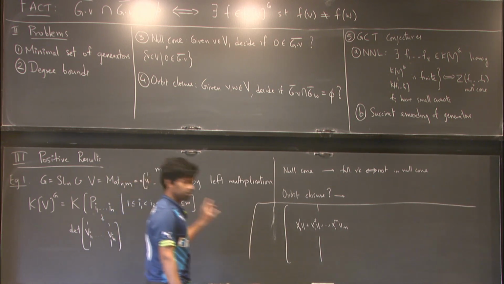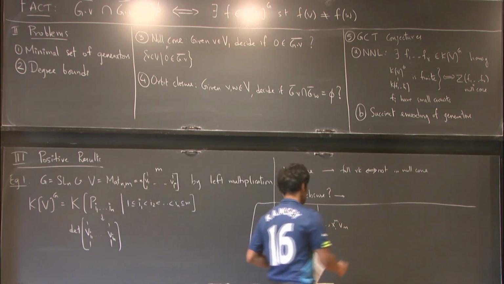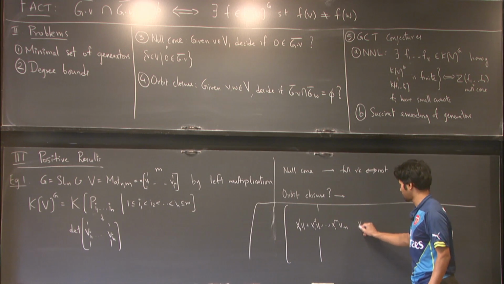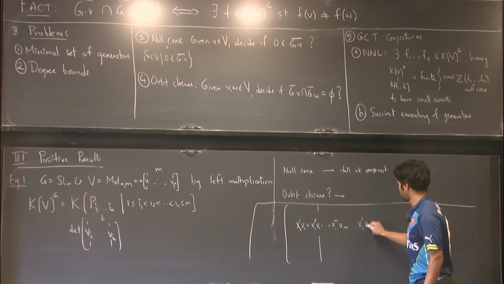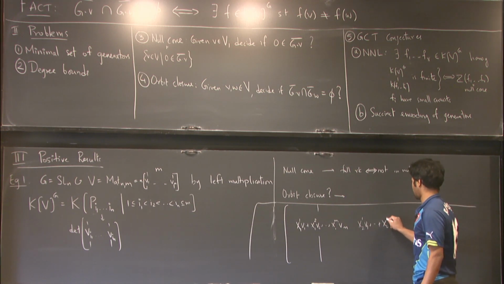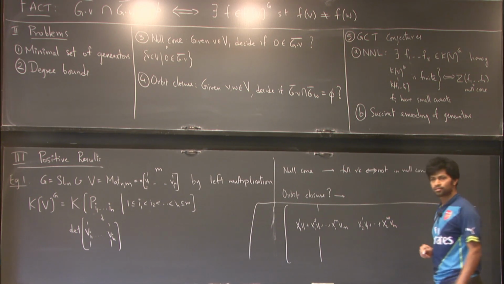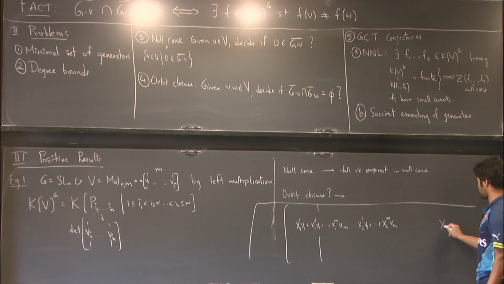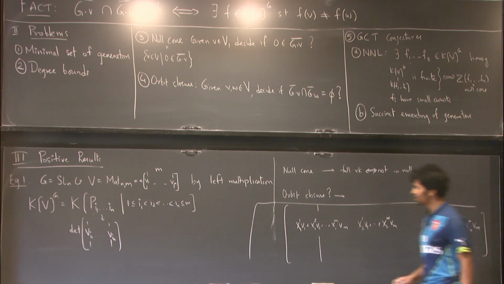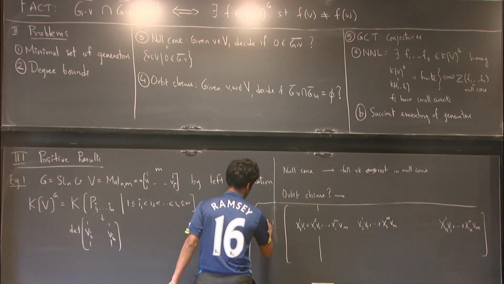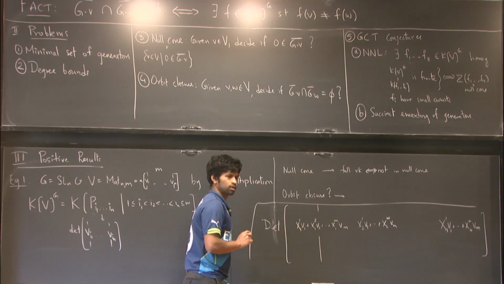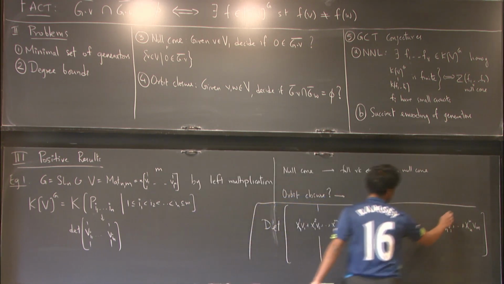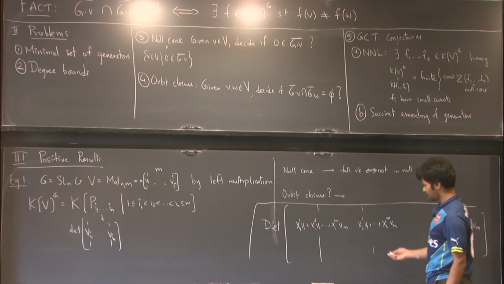Is that clear? Where these x_ij are just some variables. My second column is also going to be like this: x21 v1 plus ... plus x2m vm. And I do this n times, I make n columns. So my last column is going to look like this: xn1 v1 plus ... plus xnm vm. And now I take its determinant.